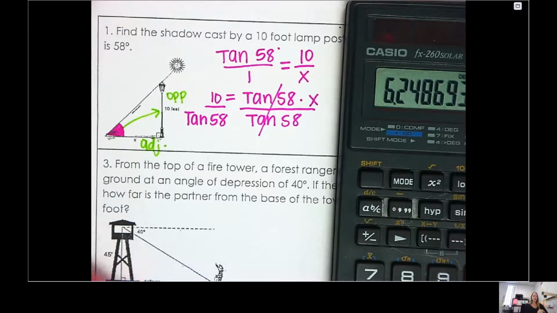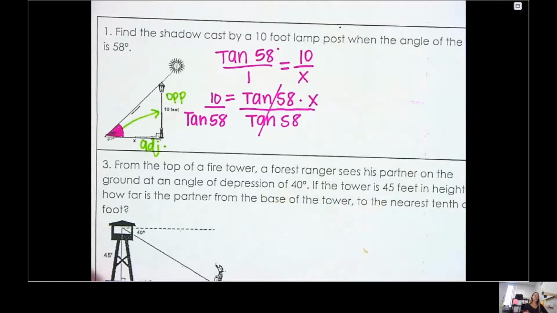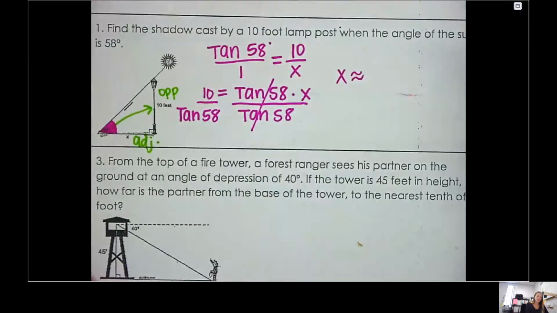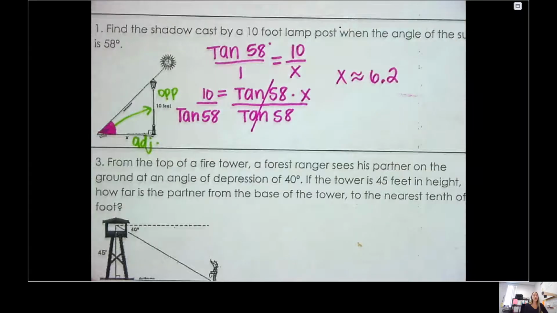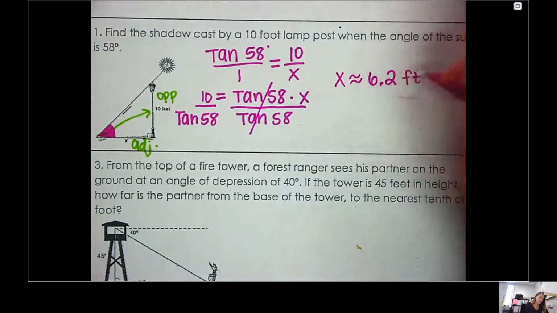Okay, so if we're rounding to the nearest 10th, what's my answer? 6.2. Very nice. And I'm going to put about, right, because we're rounding. Squiggly lines, 6.2. And you do have to label. If you don't label, you're wrong. What is it? Feet. Fab.